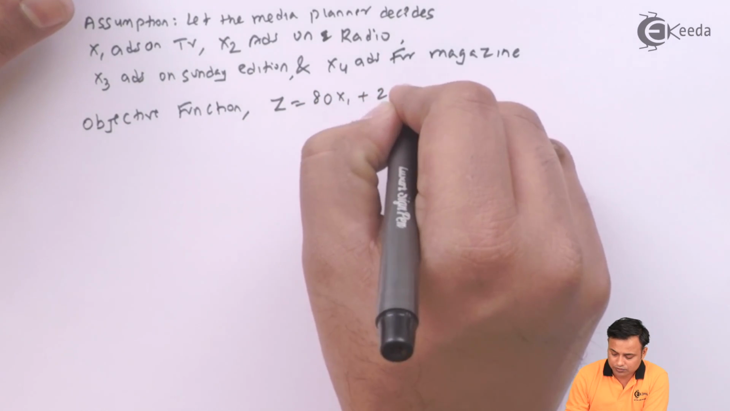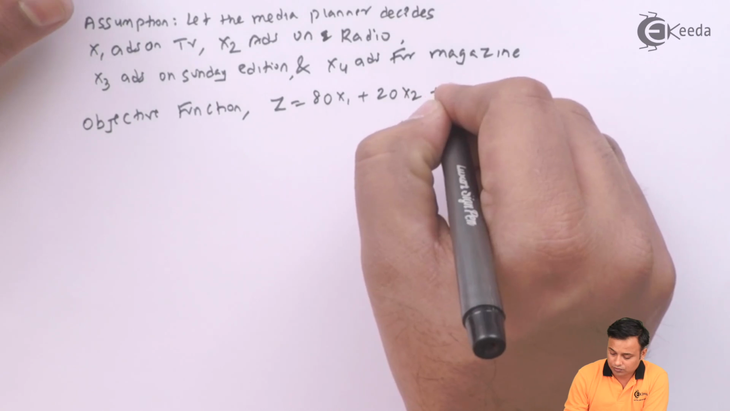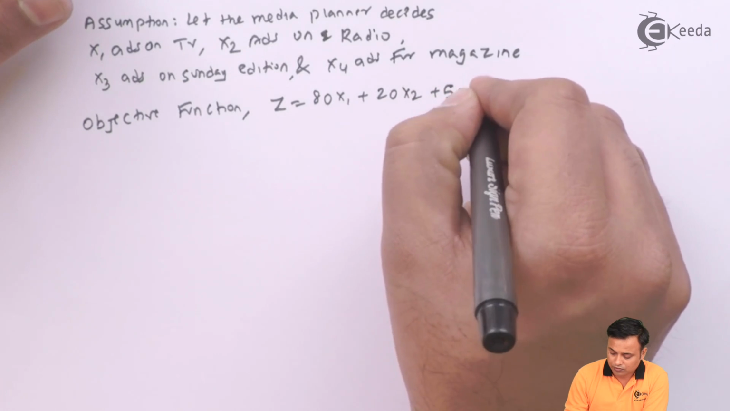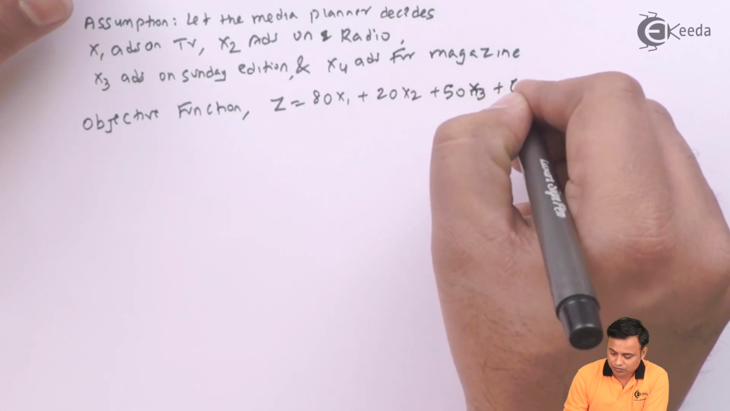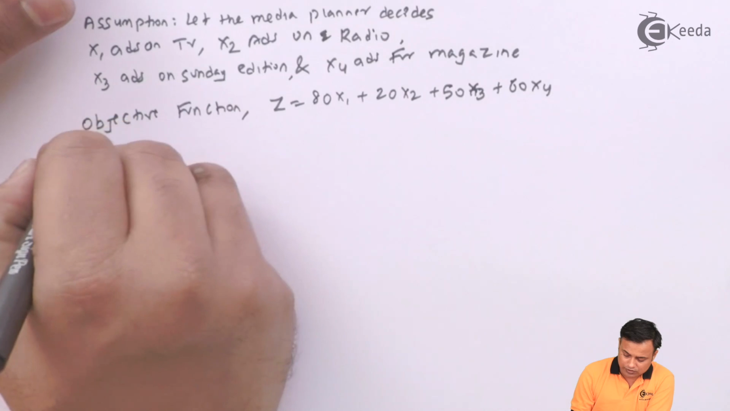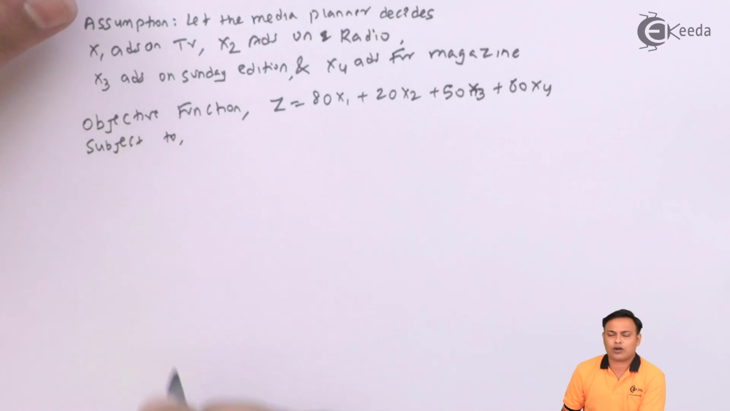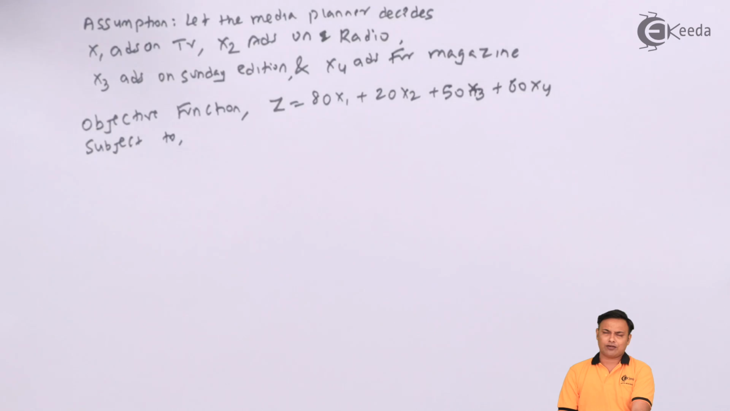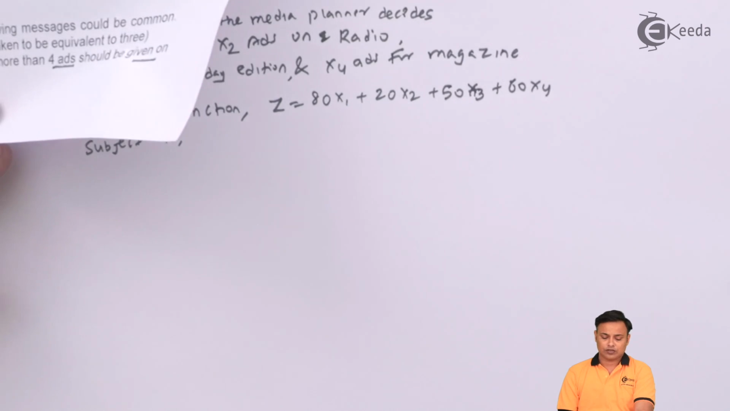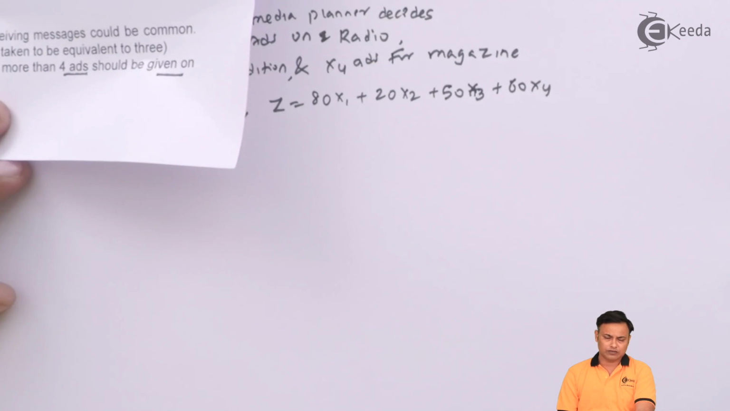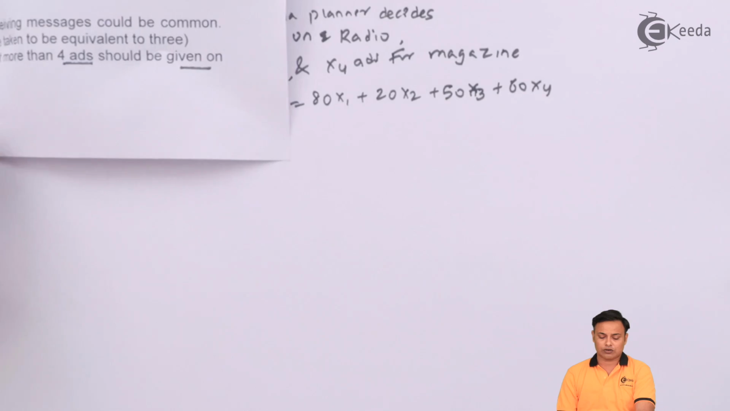80x1 plus... subject to, what are our constraints now? We have too many constraints here with so much information given, so be very careful while solving the problem.